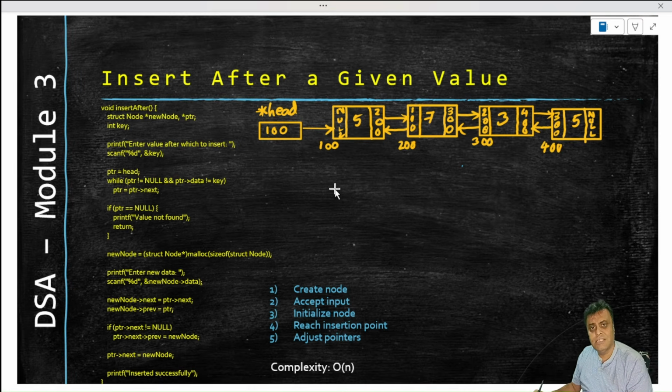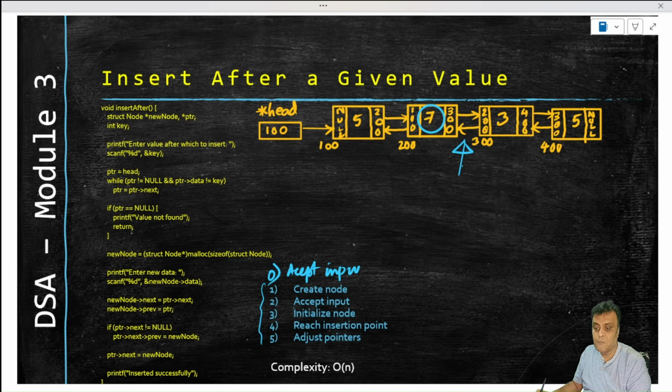Now, if the value doesn't exist, then do we need to go through the process of creating the node and accepting the input? So let's say I want to insert after 7. If the value doesn't exist, then I don't need to go through all these steps. Unnecessarily, I don't want to create a node and accept the input. So actually the first step here, if you ask me, should be to accept input for the value and check existence.